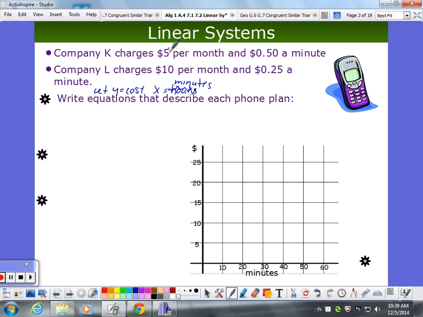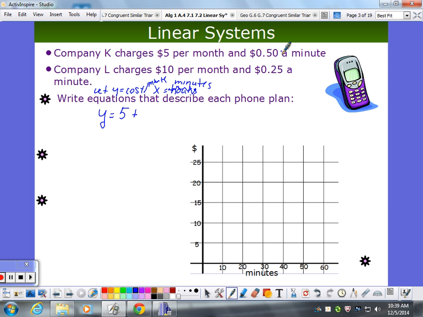So let's think about this. $5 a month and 50 cents a minute. So let's say cost per month. How about that? So per month, how many $5 do I have to pay? One, right? One $5 payment. So my cost, my y, is $5, plus how much I talk per minute. So x is the number of minutes I talk.